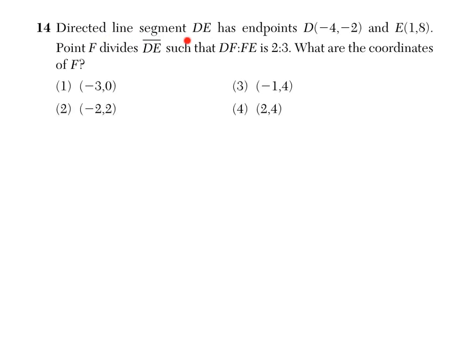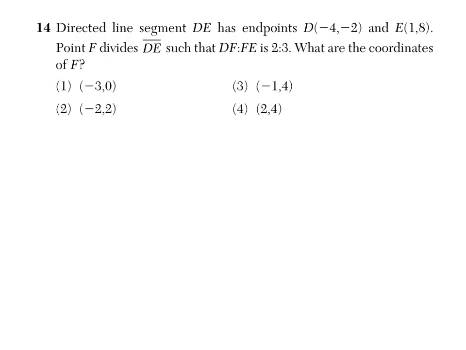Question number 14 says, directed line segment DE has endpoints (-4, -2) and (1, 8). Point F divides DE such that DF to FE is a 2:3 ratio. So that means it's going to be 2 parts on one side, 3 parts on the other. What are the coordinates of F?